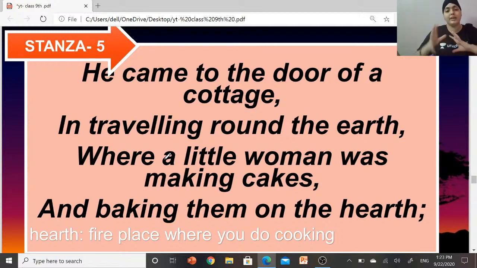What was she doing? She was making cakes. Okay, and baking them on the earth. Earth means the fireplace where you do cooking. Just like now when we bake cakes, pizzas and all this, we have microwaves, ovens and all that. But at that time it was not all there. Okay, it used to be of mud. So baking them on the earth, it is a fireplace where you do cooking. Okay, it's something like that.